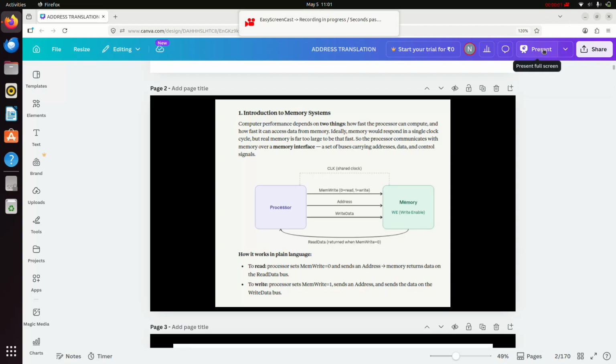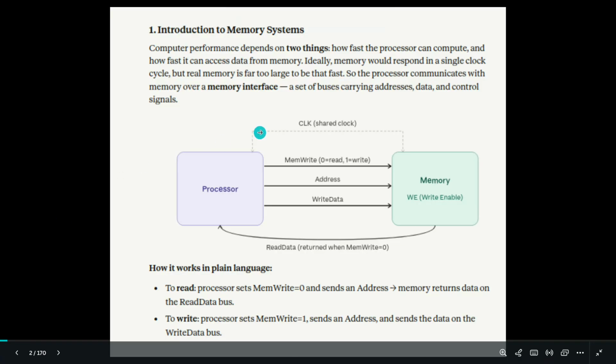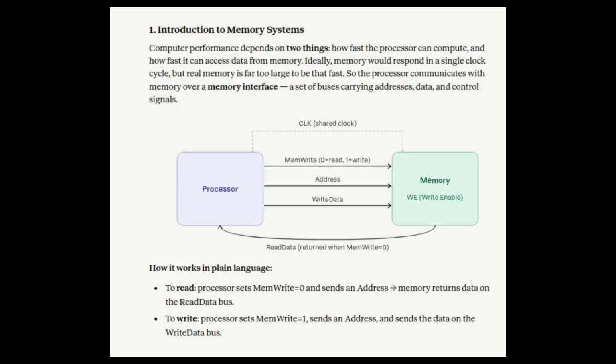So we are going to now discuss module 3's revision part. What do we mean by memory system? Memory system means, if you want to calculate the computer's performance, it depends on two things: the processor speed, how fast the processor can compute, and second, how fast you can access the data from the memory.